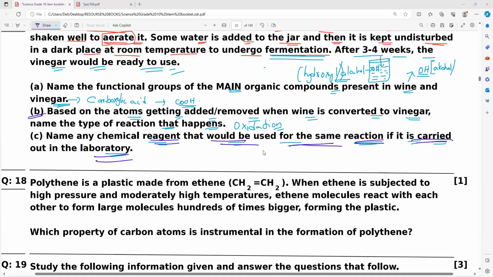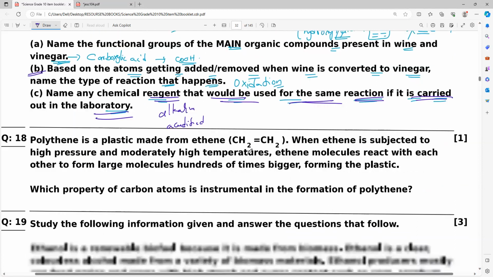So what you have to write for the last question? Name any chemical reagent. You should write either potassium permanganate, alkaline potassium permanganate, or acidified potassium dichromate. That is what you have to remember. Next question.